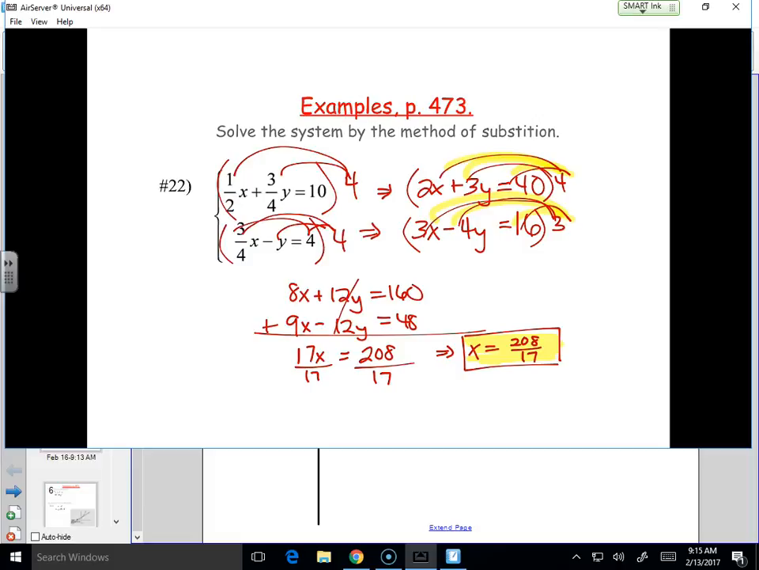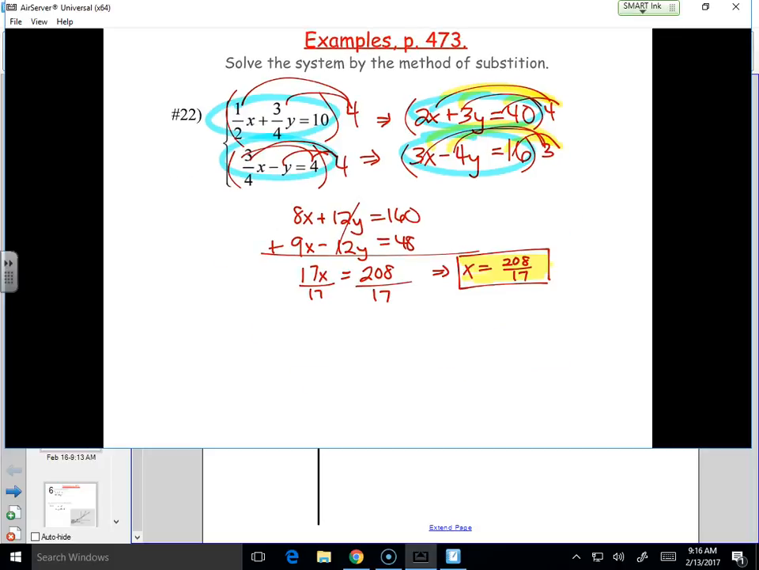Once we have x, what do we do? David, where can we plug it into? You can plug it into the first two equations or any other way. Exactly. You can plug it into anybody. So what do you guys want to plug it into? 2x plus 3y. I was thinking that one too. So we have 2 times x, which is 208 over 17, plus 3y equals 40. Any mental mathers? You get 416 over 17?